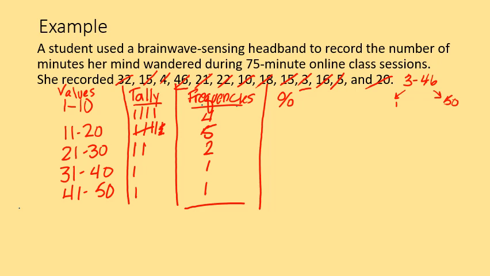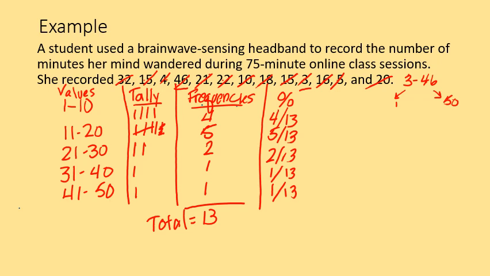Is that really what I did? I'm going to count these again. 1, 2, 3, 4, 5, 8, 9, 10, 11, 12, 13. That is what I did. A very awkward number to work with. So to calculate percents, we're going to go 4 divided by the total, 13, 5 divided by 13, 2 divided by 13, 1 divided by 13, and 1 divided by 13.